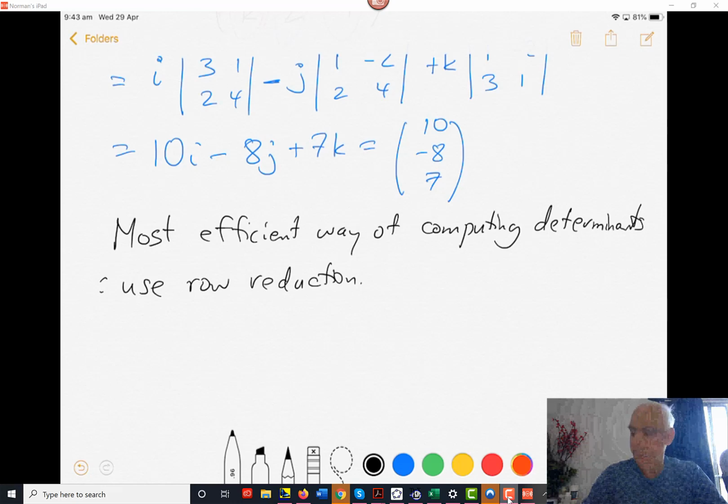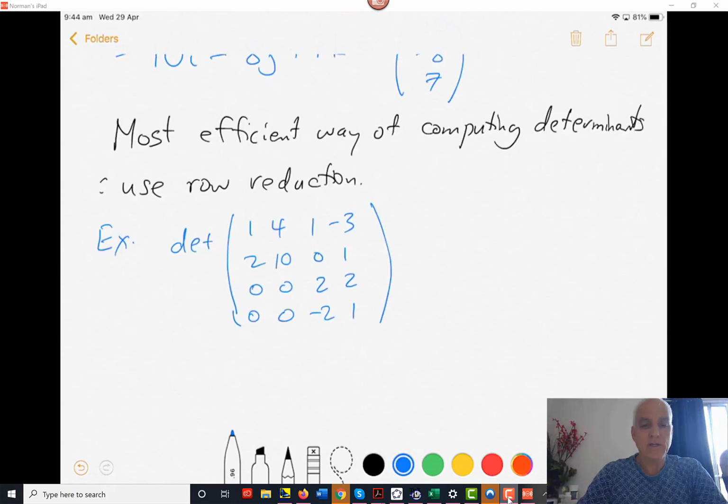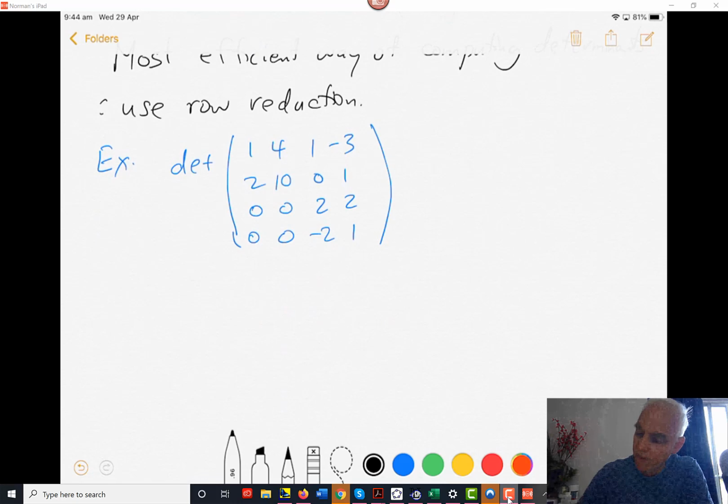Let's have a look at an example. Here's a 4x4 matrix, and we want to find its determinant. So let's row reduce this thing and see what we get. First step, well, maybe we should start with the actual matrix. So we want to know what this is. Okay, so we're going to row reduce.